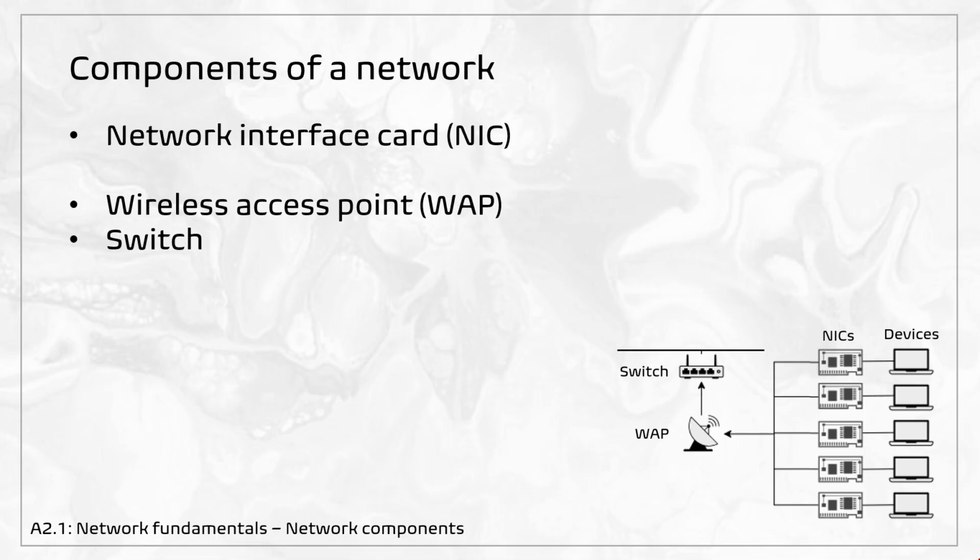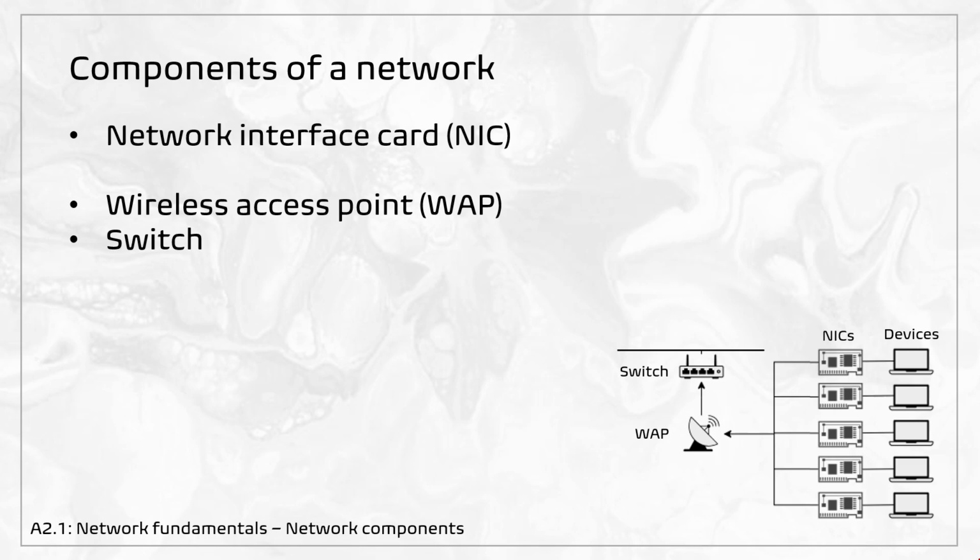Then we have a switch. A switch is a device that routes data within a LAN to the destination devices, meaning that devices within a LAN can communicate. With these components so far, it's possible to make a local network already. But what if we wanted to connect the LAN to the Internet?